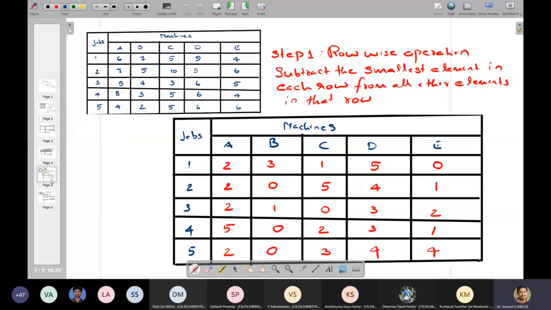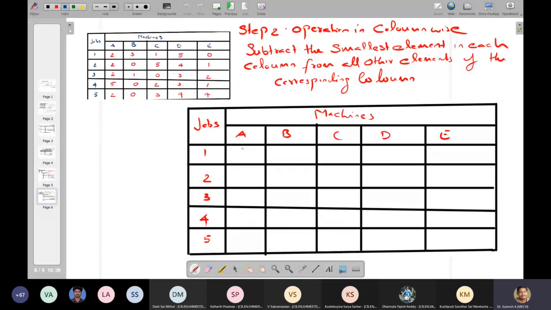So it is 2 3 1 5 0 2 0 5 4 1 2 1 0 3 2 5 0. Then that will be 0 0 0, 0 here, one more 0 here, 0. 5 becomes 3, and 2 also becomes 0.